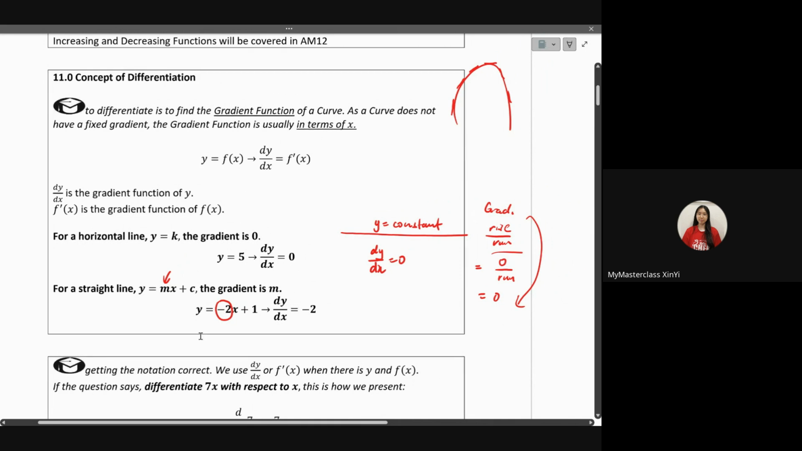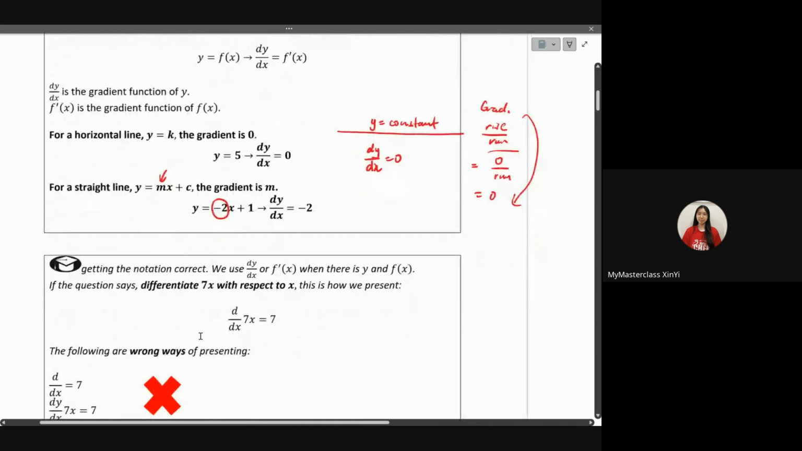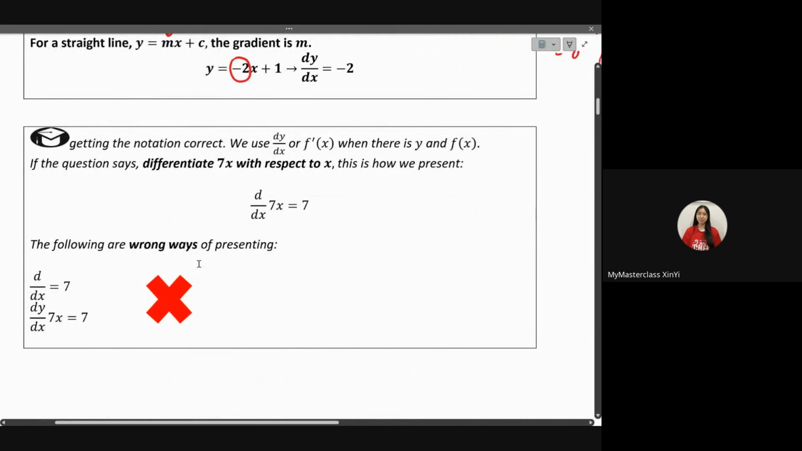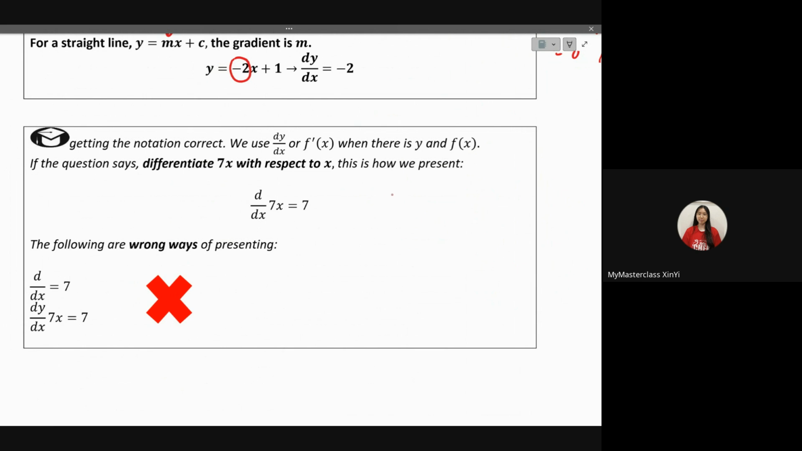Now, here, the way you all write is also very important. When you have y equals to a certain function, let's say y equals to 7x, when they ask you to differentiate, then you can write dy dx equals to 7, for example. Differentiate y with respect to x. That's what it means. So this one is in terms of x.